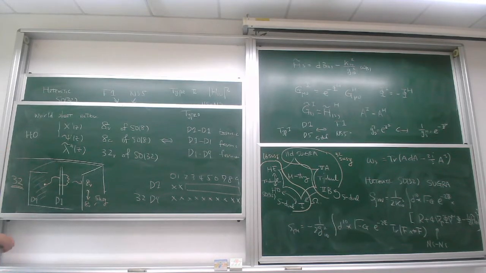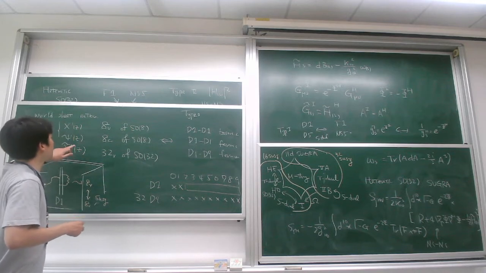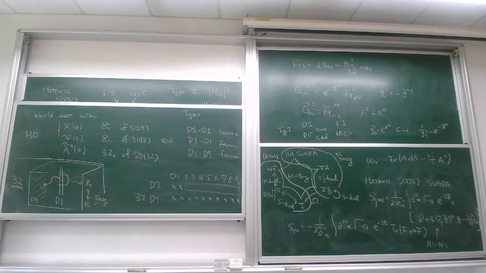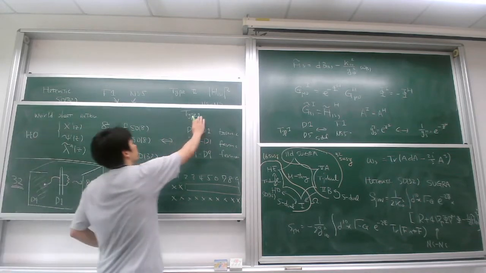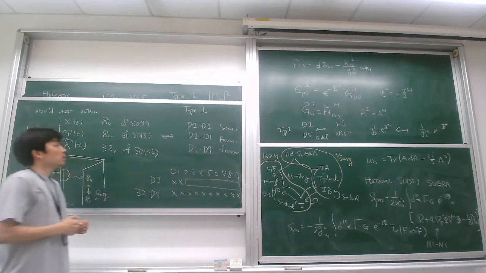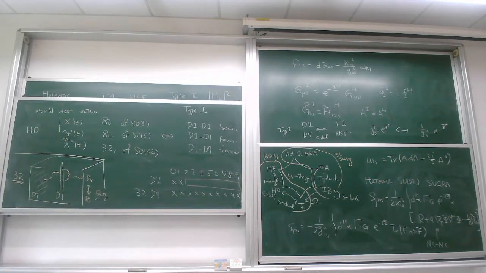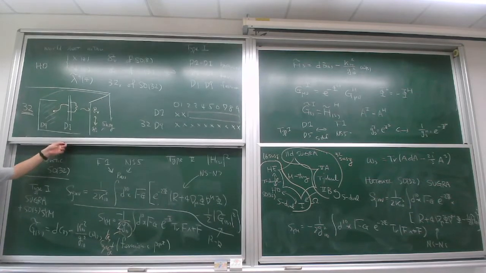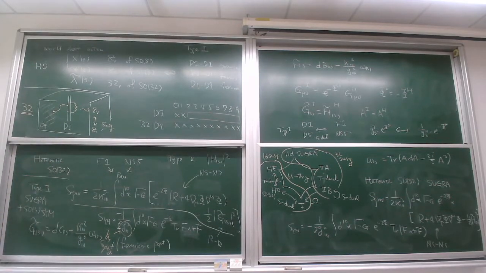And then the worldsheet action that appears in heterotic has a corresponding degrees of freedom in type 1. So that's another piece of evidence to show the duality between type 1 and heterotic SO32.